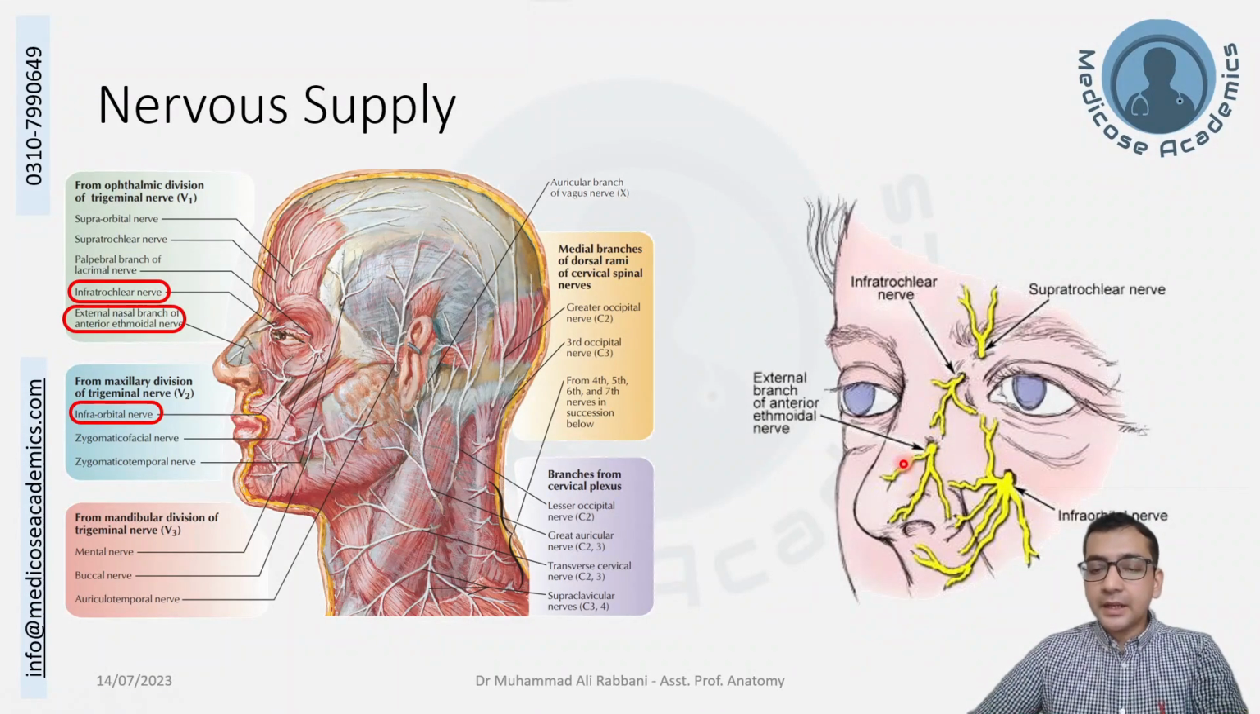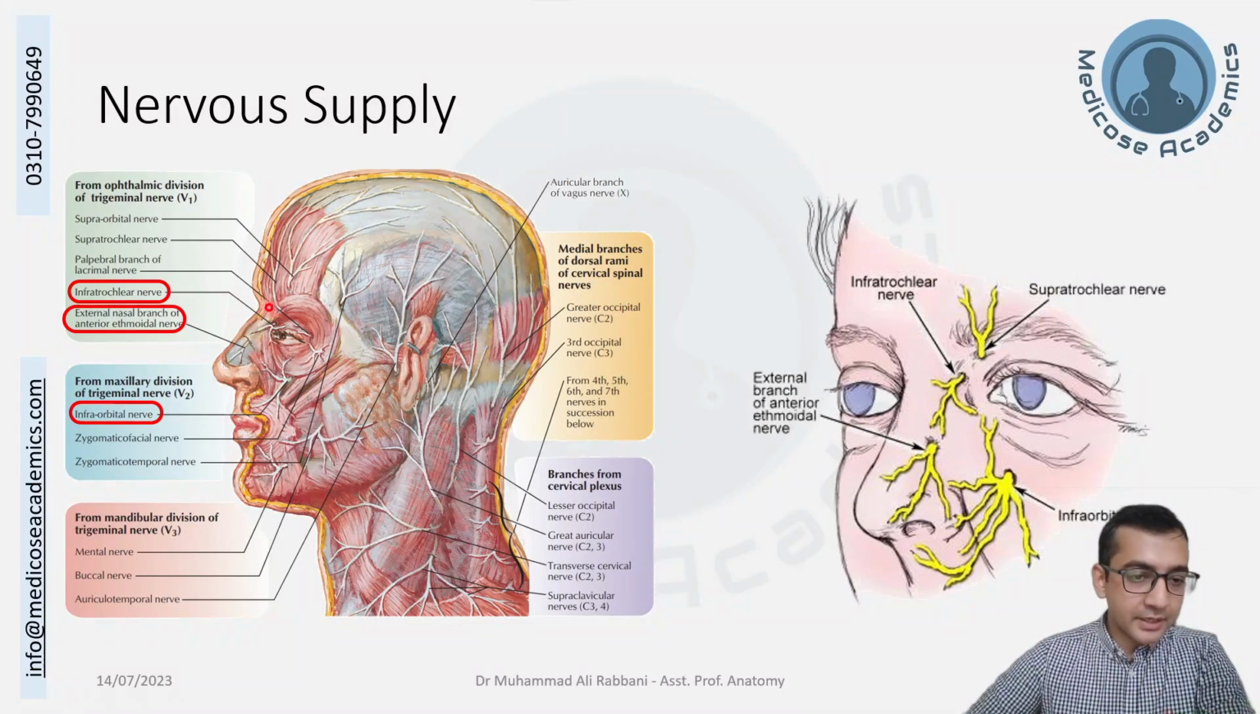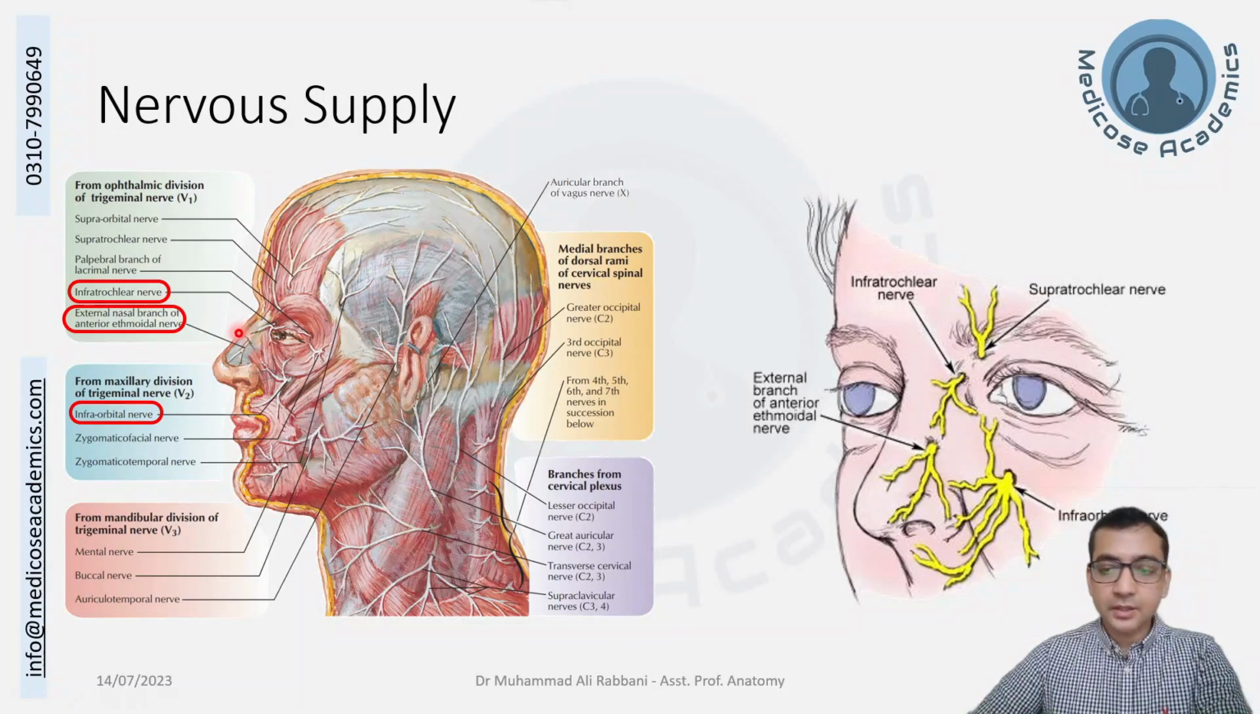Then there is an external branch of the anterior ethmoidal nerve. We discussed the anterior ethmoidal nerve's course in the orbit, in the lecture of the orbit. We will discuss its course in the nose today, inshallah, as we talk about the interior of the nose. If we look at the picture here, it exits between the junction of the nasal bone above with the lateral cartilage below. It exits from there and it supplies the dorsum of the nose all the way to the tip. Then we are left with only one nerve.